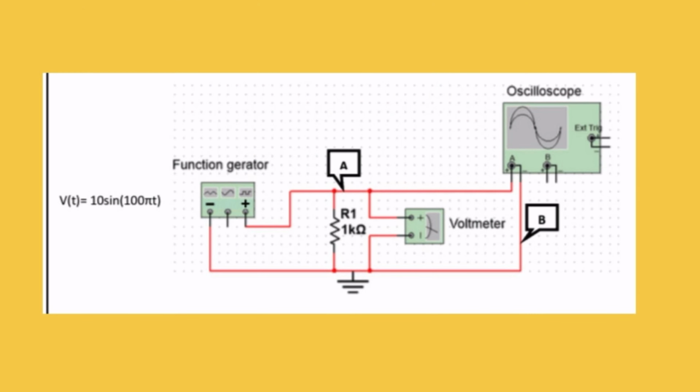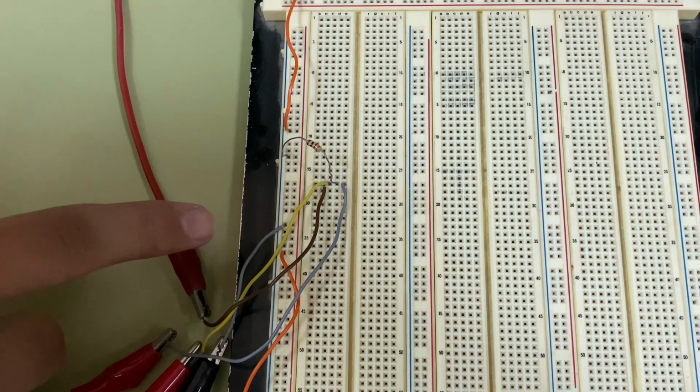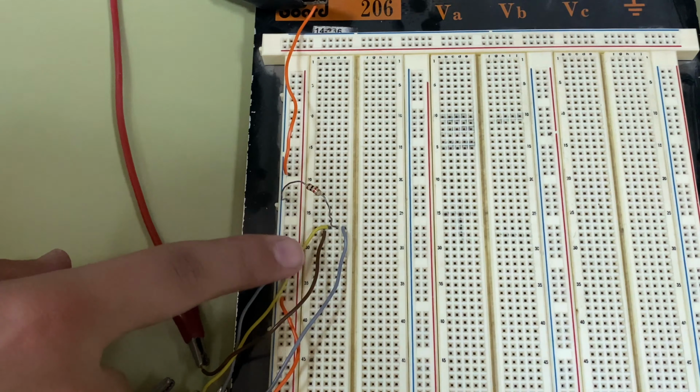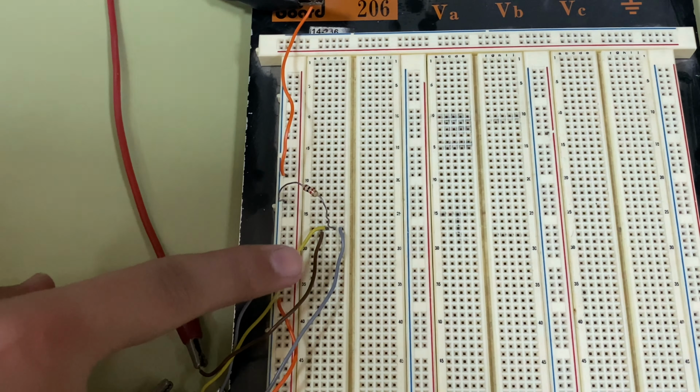It is clear that the function generator, the resistor, the voltmeter, and the oscilloscope are all connected in parallel. Let us start with the first node, node A, which is connected to all the positive terminals of each device and the resistor. Starting with the function generator, it is connected to one end of the resistor and the positive terminal of the voltmeter, as well as the positive terminal of the oscilloscope. As you see in the connection, at one end of the resistor, we connect all positive terminals of all the devices we use.